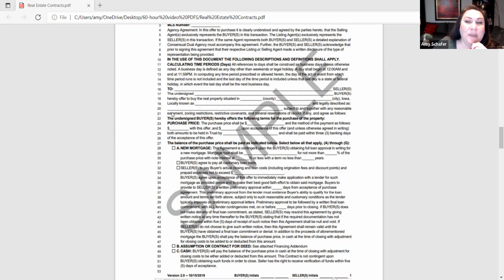Line 20 is where it says legally described as, and that's where you're going to put that legal description that we've talked about previously when we were defining real estate kind of at the beginning of your journey.